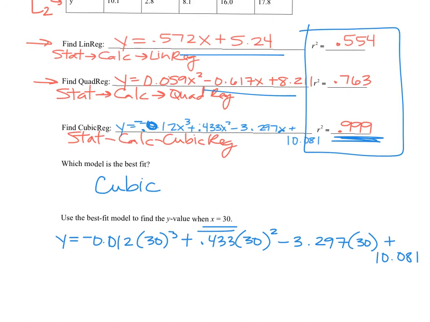Don't do weird things with parentheses. You plug that in, and you get what? Did anyone plug it in? Negative 23.129. Okay? Everyone else has R's on their calculator right now, right?